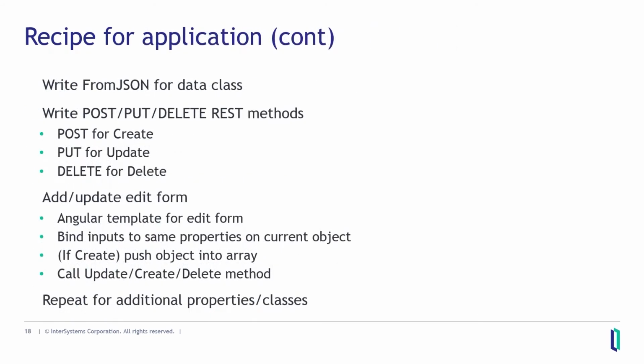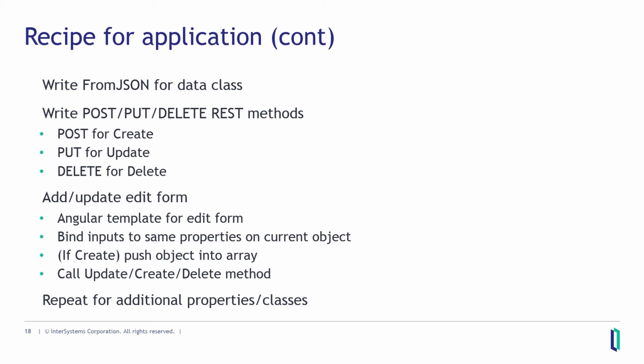And then for the edit, we just kind of do things in reverse. We write a fromJSON, which grabs the JSON data. %FromJSON takes the JSON string and puts it into a dynamic object, and our fromJSON method converts that dynamic object and saves it into our persistent class. We write post, put, delete REST methods for all of those. Again, post we're going to use for create, put is for update, and delete is delete.